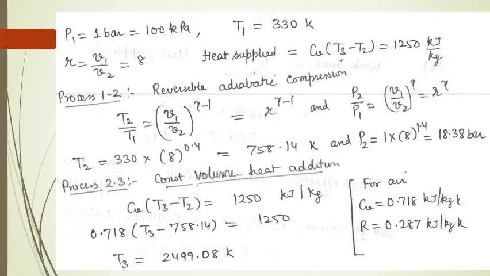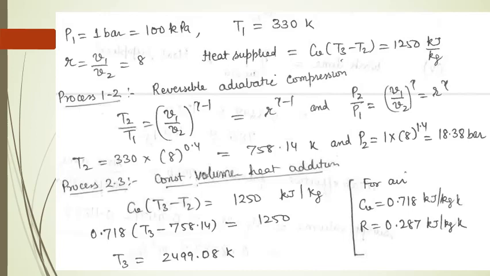So the initial pressure, that is P1, is equal to 1 bar and T1 equals 330 Kelvin. R, the compression ratio, is 8. Therefore the heat supplied will be CV into T3 minus T2, and that is given as 1250 kilojoule per kg. Now as the process 1 to 2 is reversible adiabatic compression, the relations between temperature and volume and between pressure and volume have been given. With the help of these, we can calculate the value of P2, that comes out to be 18.38 bar, and the value of T2 comes out to be 758.14 Kelvin.